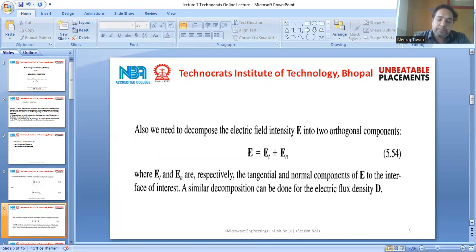And the second thing you have to keep in mind is that the electric field intensity in one medium you have to decompose into two parts. First one is tangential and second is normal. So how will you decompose electric field intensity? Et plus En gives the resultant electric field intensity E. You can write E equals Et plus En. Et is the tangential component of electric field intensity, En is the normal component, and E is the resultant of both. In the same way, you have to decompose electric flux density, represented by D, which you can write as D equals Dt plus Dn.